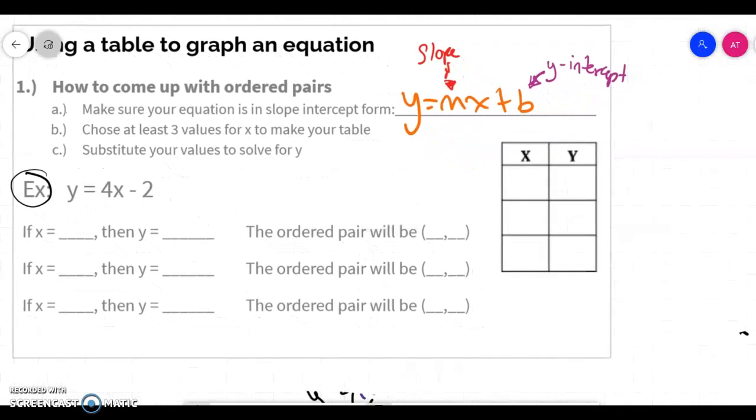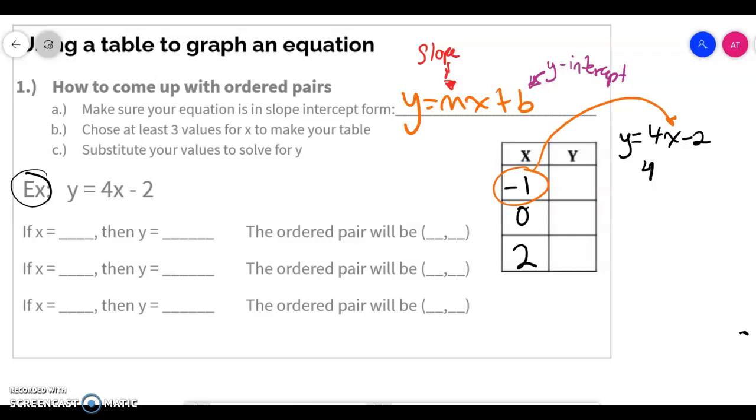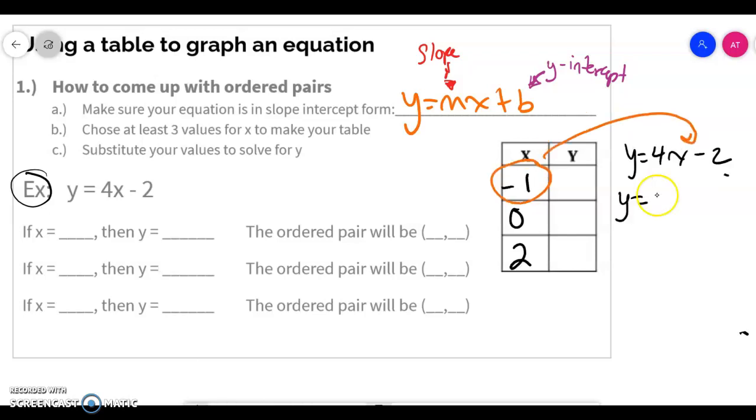Now I need to randomly choose 3 values. You can choose negative numbers, you could choose all positive numbers, whatever floats your boat. For this example, I'm going to choose negative 1, 0, and a positive 2. So all I'm going to do now is solve and figure out what y is. I'm going to take my equation and take this negative 1 and place it in for x, because I already know what x equals, which is negative 1 for our first number. So I have 4, and we said negative 1 was our first number.